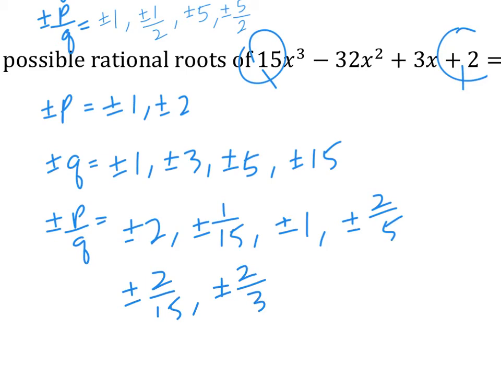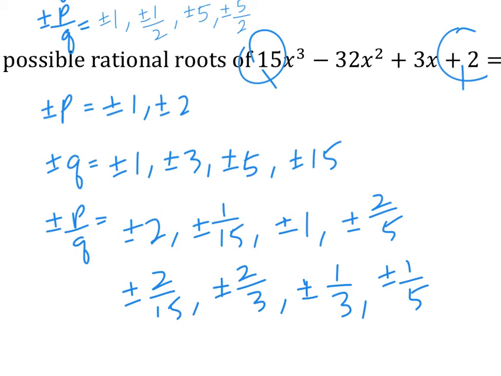Okay, Tom, give me another one. 2 over 5 is up there. 2 is up there. 1 over 3. Okay, Mark, do you think you can find the last one that we haven't done? 1 over 5? Okay, so we have a total of how many possible rational roots? 16. Okay, there are 8 there, but there's the plus minus version, so there's 16.